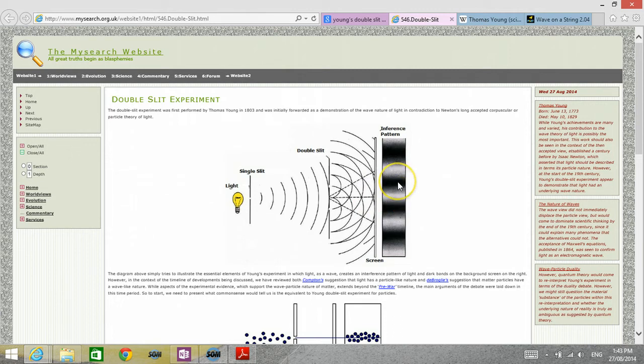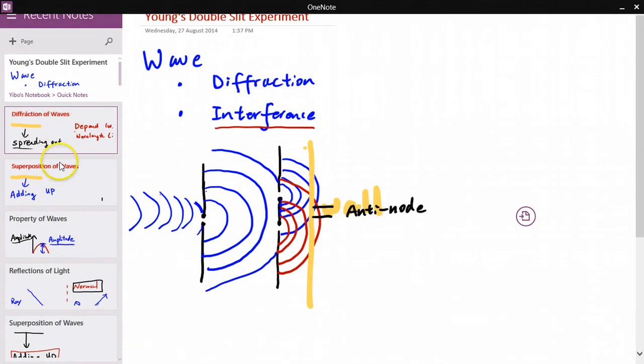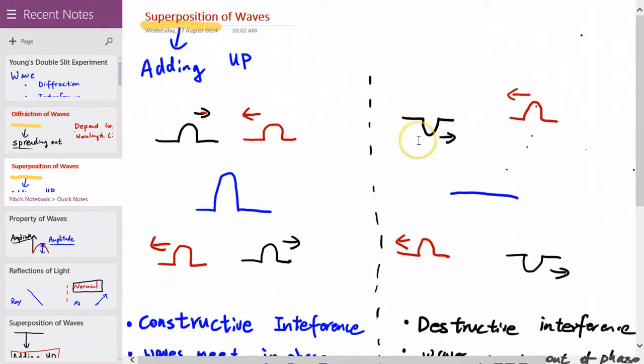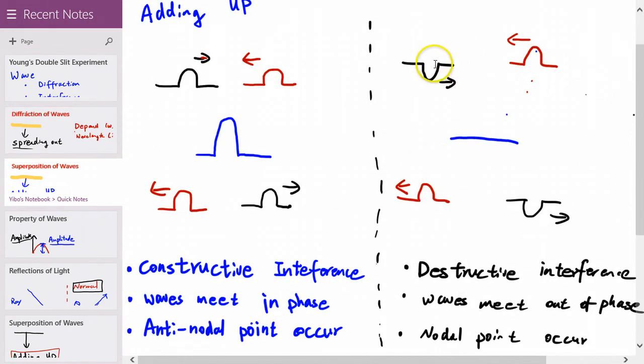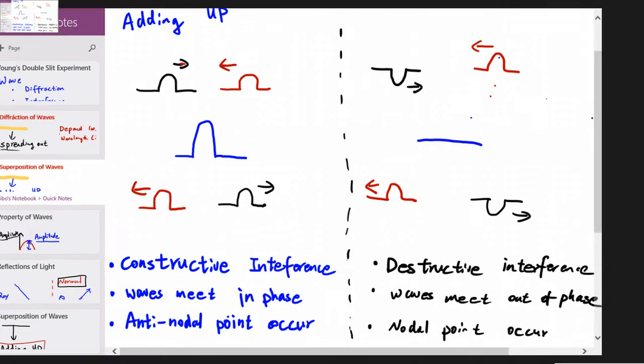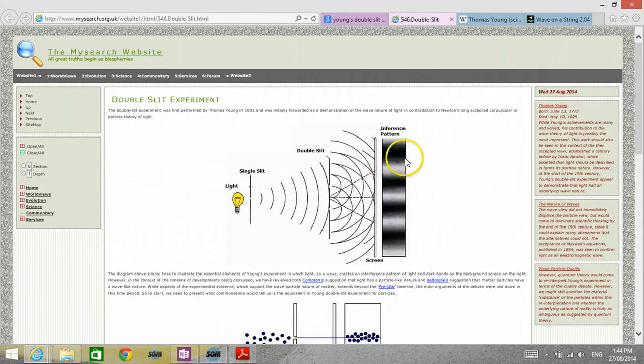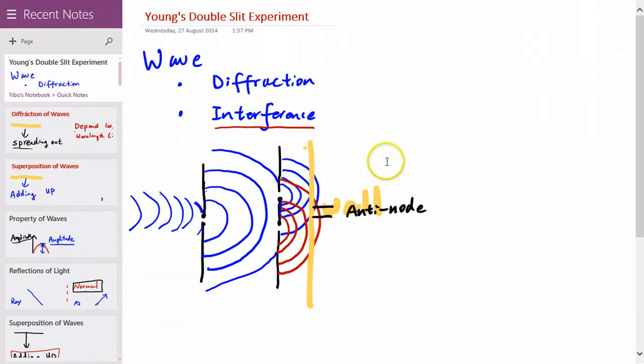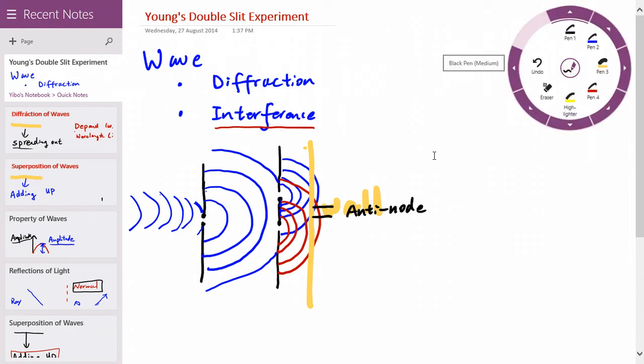However, in the other parts we have dark bands. On those dark bands we have nodal points. That's where the waves meet out of phase and destructive interference occurs, like what we talked about here. When the waves meet out of phase, they cancel each other out. That's why we can't see any light in those dark regions. That's basically Young's double slit experiment.